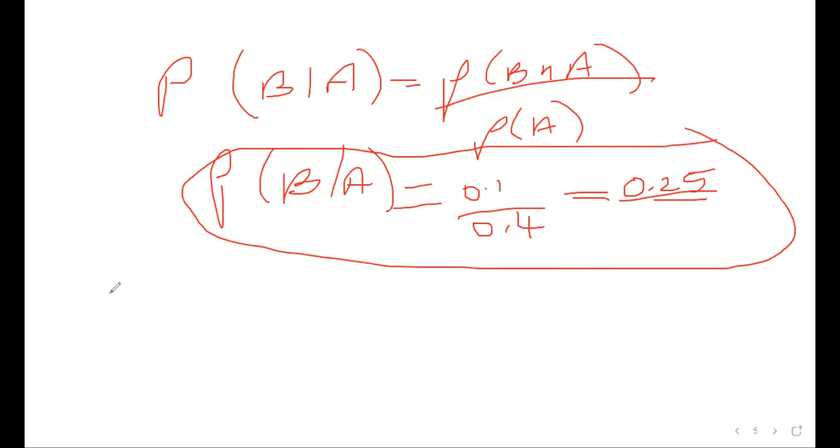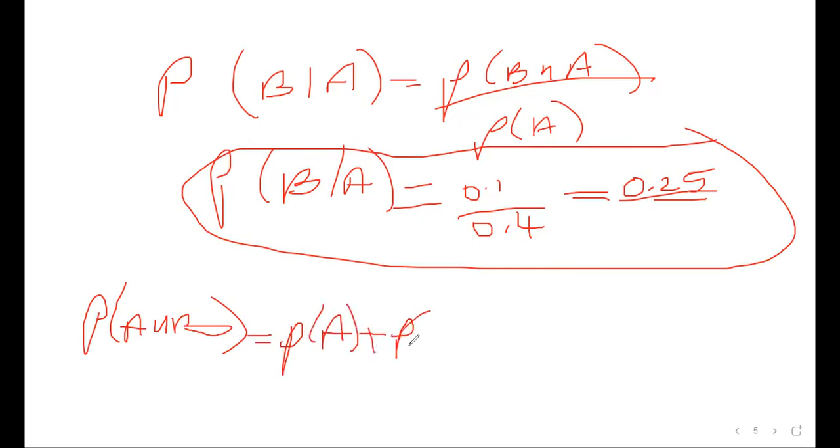Okay, now we need to find probability of A union B. So it's equal to probability of A plus probability of B, then minus probability of A intersection B. That's the formula for the union set. Probability of A union B is equal to probability of A plus probability of B minus probability of A intersection B.